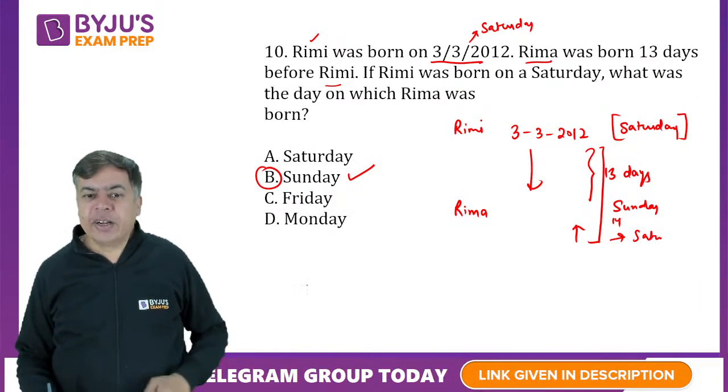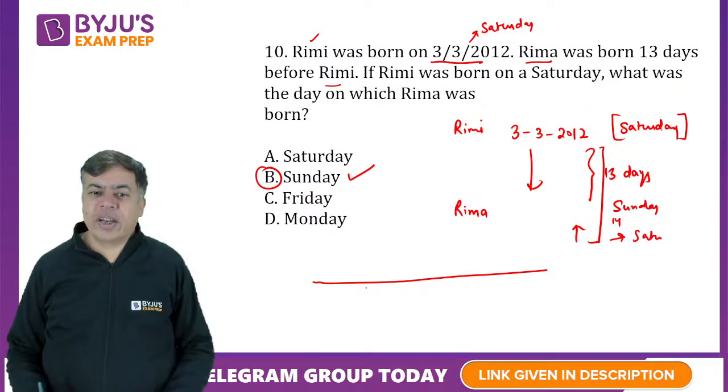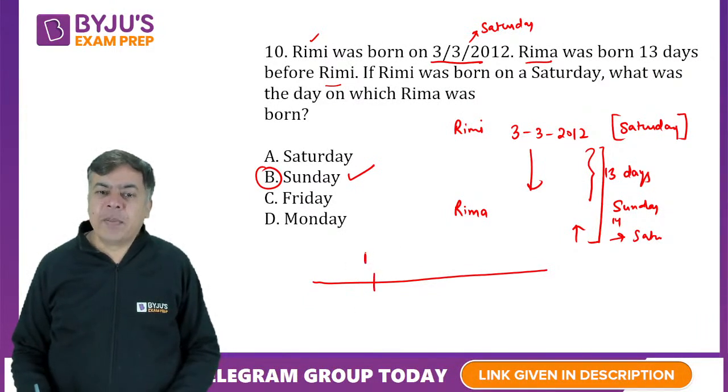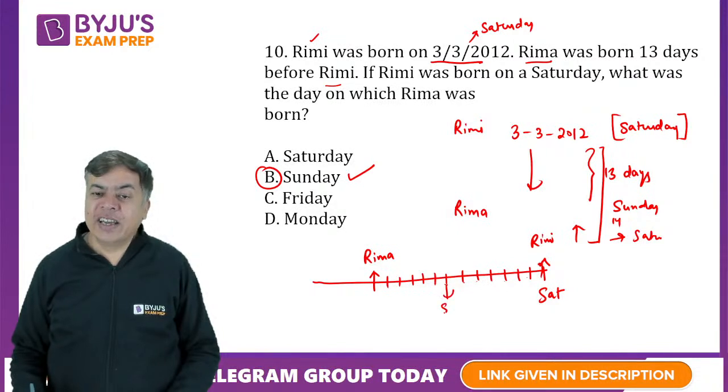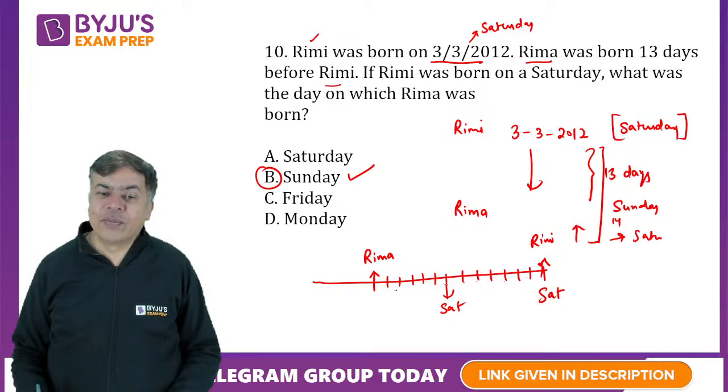Let's draw a number line. Here Rima was born, and now 1, 2, 3, 4, 5, up to 13, and here is Rimi. This is Saturday. Counting 1, 2, 3, 4, 5, 6, 7, here will be Saturday, and Rima's birth will be Sunday.